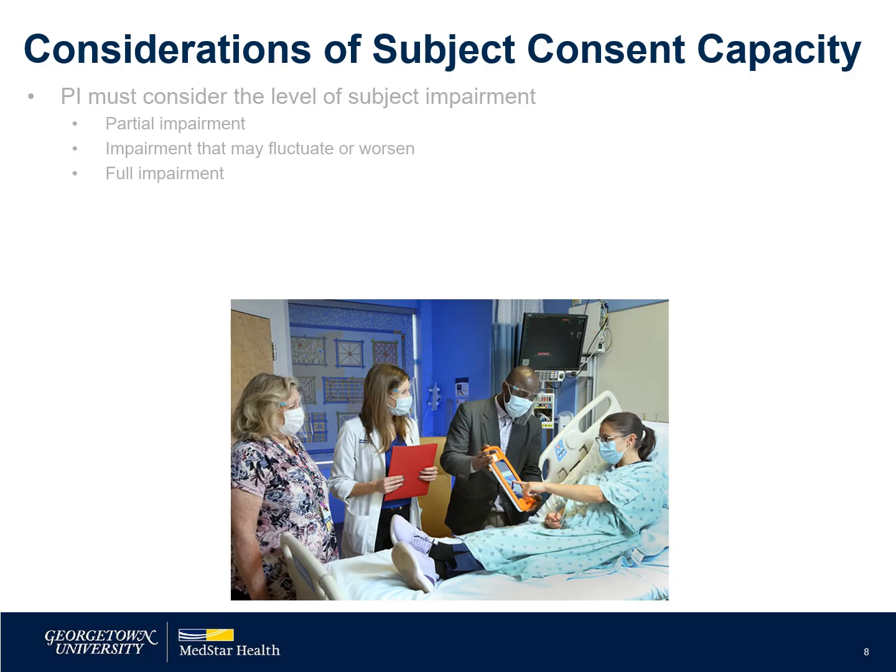The subject's ability to consent is a major factor in the utilization of a legally authorized representative or surrogate. The PI must consider the level of subject impairment. These categories include partial impairment, impairment that may fluctuate or worsen over time, and full impairment.